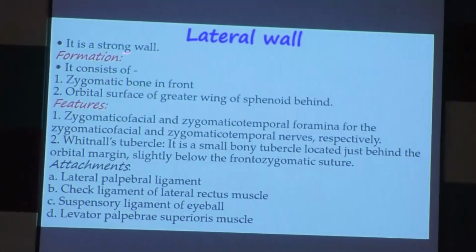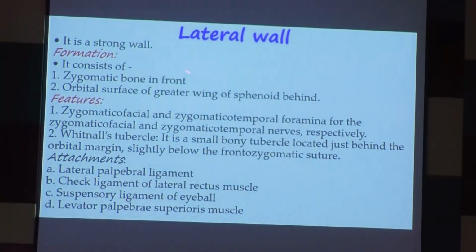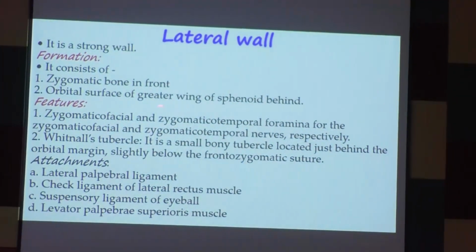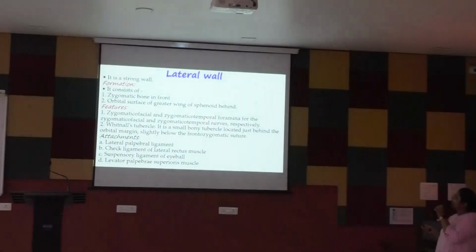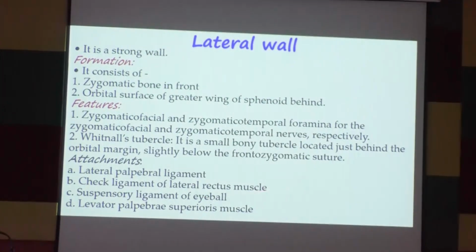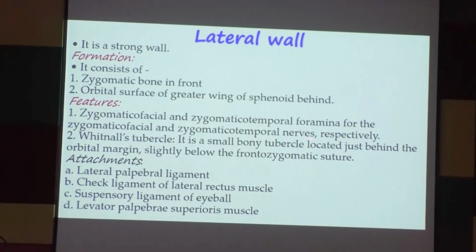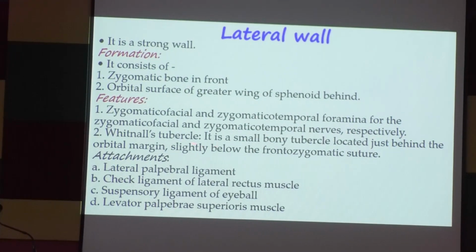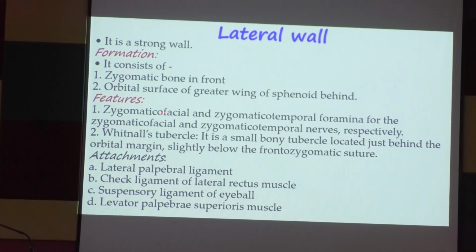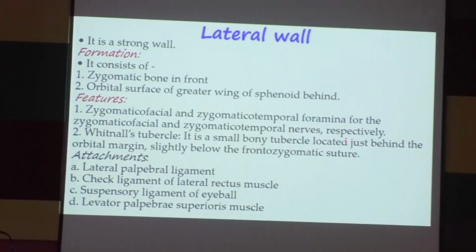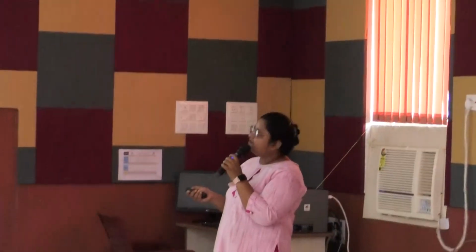It is a strong wall, consisting of the zygomatic bone in front and the orbital surface of the greater wing of the sphenoid behind. These are the features: zygomatico-facial and zygomatico-temporal foramina for the zygomatico-facial and zygomatico-temporal nerves, present respectively. Now, Whitnall's tubercle.